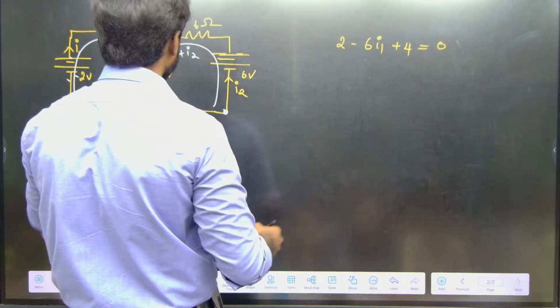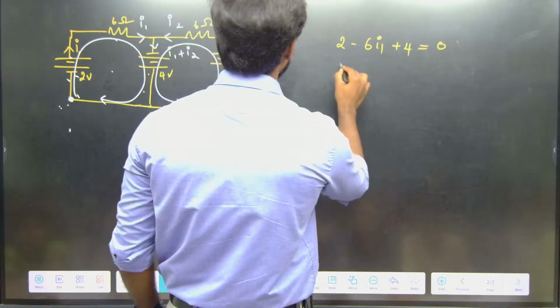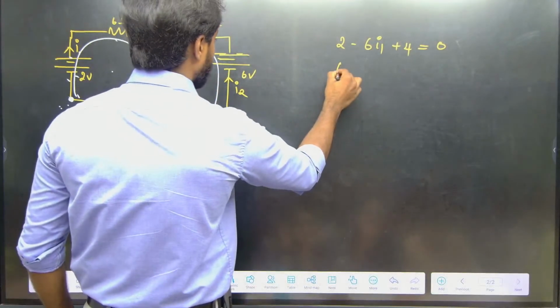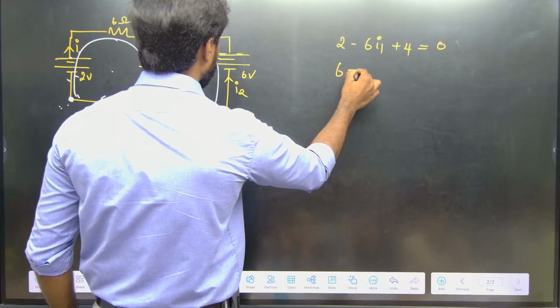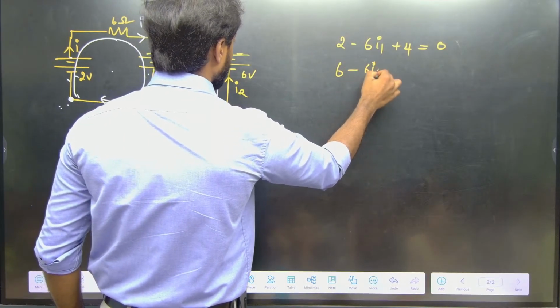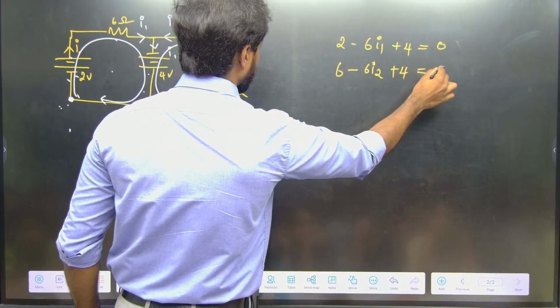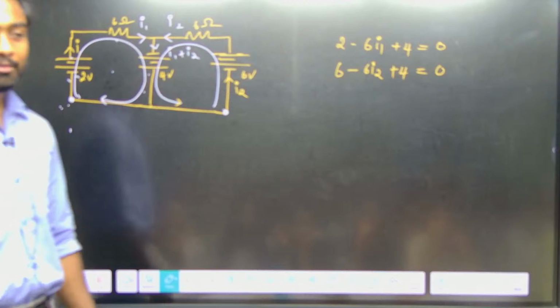The next one, what about this one? 6 minus 6 I2, then plus 4 equals to 0. That's it. There is no other equation.